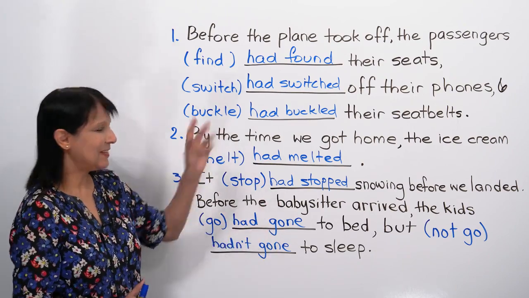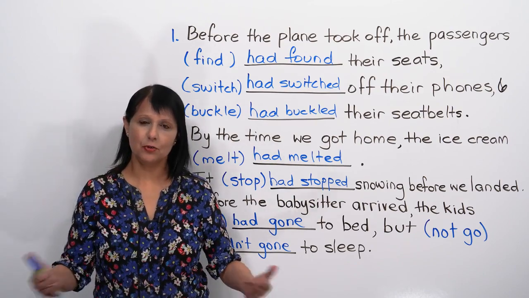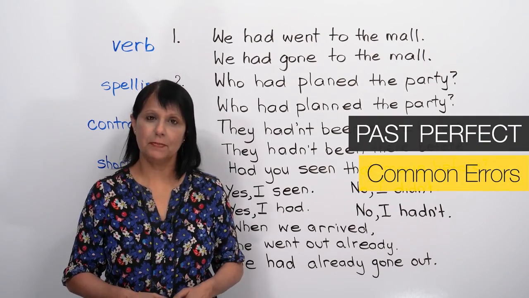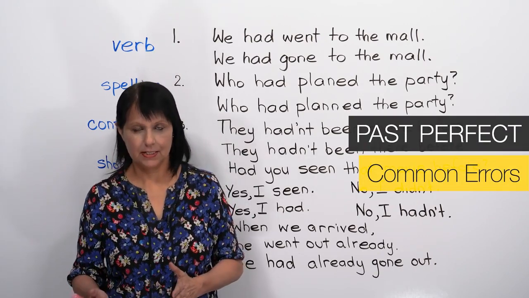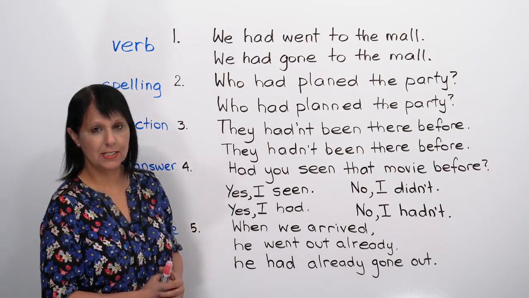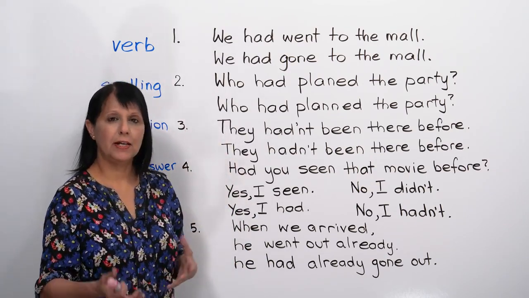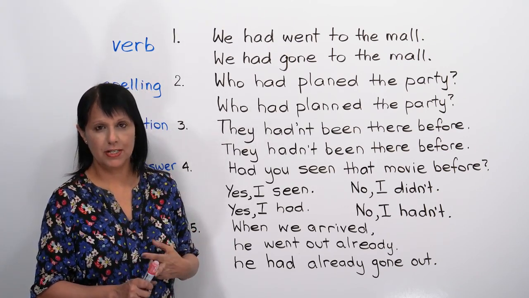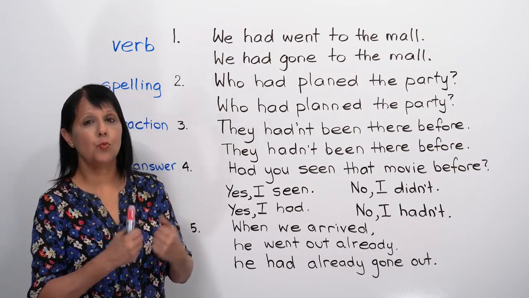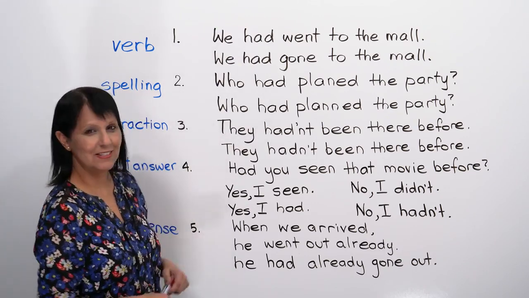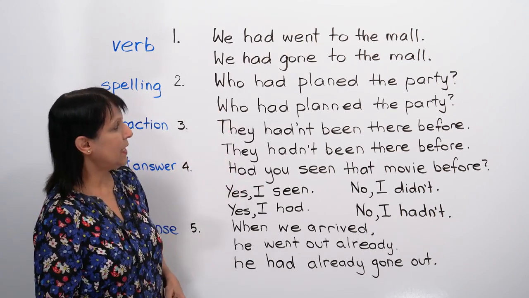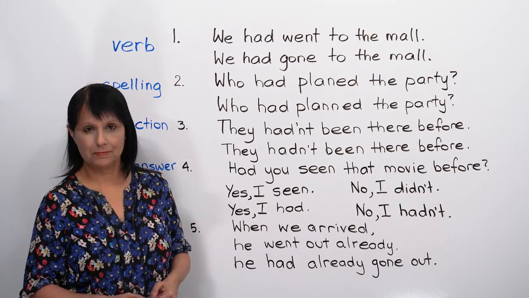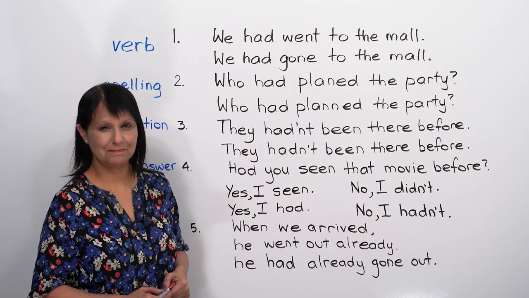All right. So this was a little bit of practice to see how well you've understood whatever we've been learning. Now let's look at some common mistakes that are often made when using the past perfect tense. So what I've done is I've written 2 sentences on the board in each case. And what I'd like you to do with me is to find out which one is right and which one is wrong, and then try to understand what's wrong. Okay? So let's start with number 1. We had went to the mall, or we had gone to the mall. Which is right and which is wrong?